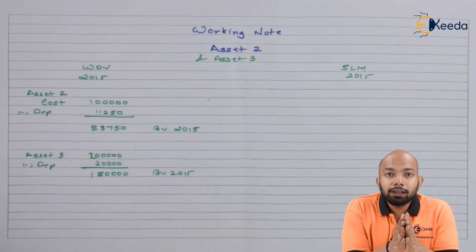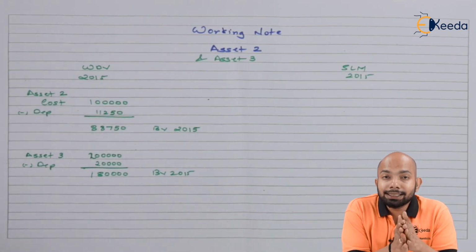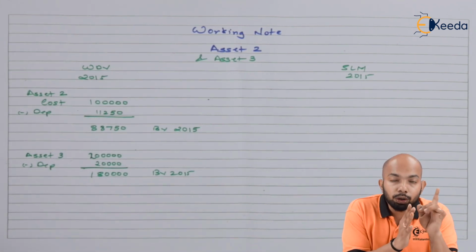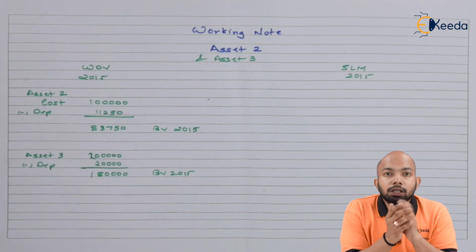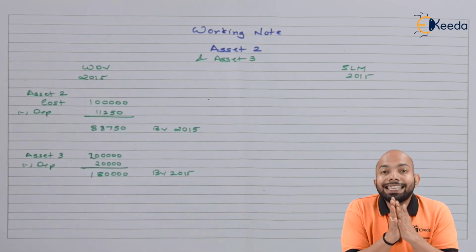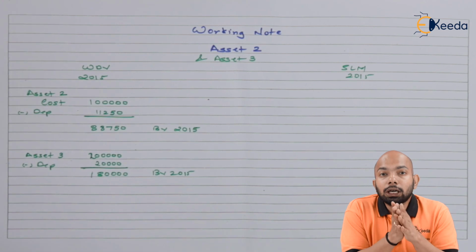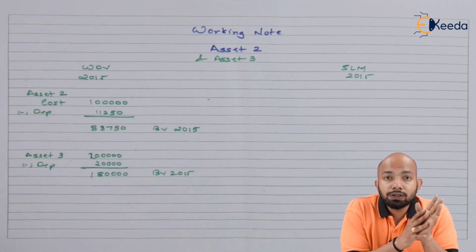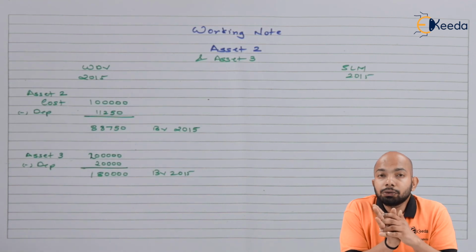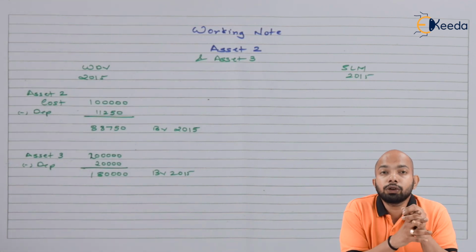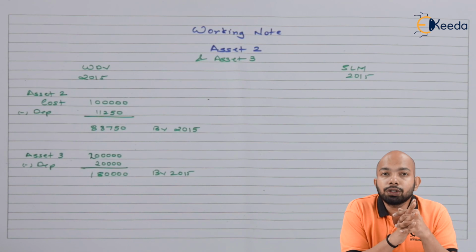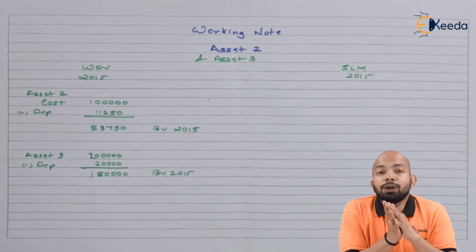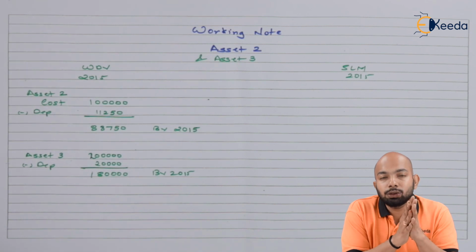We have done a similar calculation for asset number 2 and asset number 3, which were worth rupees 1 lakh and 2 lakh each. If you remember, in the timeline we had mentioned that in the year 2015 they had procured two assets, between 1st of Jan 2015 and 1st of Jan 2016. One was purchased on 1st of April and the other on 1st of May. The one purchased in April cost 1 lakh and the one purchased in May cost rupees 2 lakh.